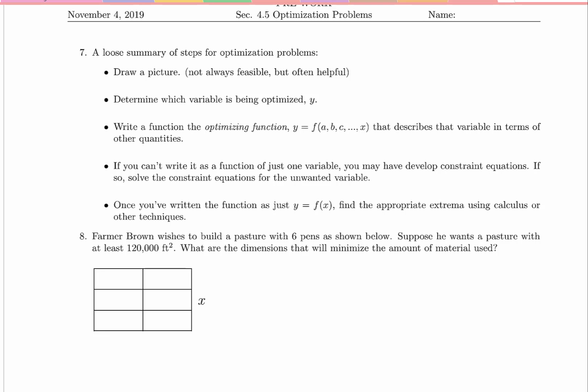Okay, folks, so we're looking at our first optimization example here, and hopefully you've had a chance to read over these steps here and notice that I follow them as we go through. All right, so what's going on here?